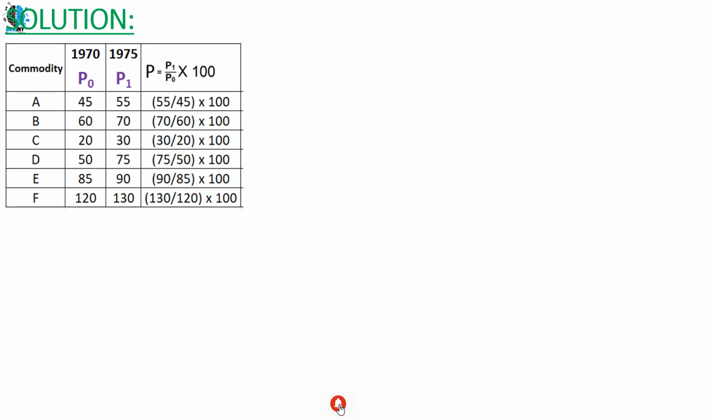The formula of our price relative is P = P1 by P0 into 100. Whereas this is our P0 and P1. The P1 values of 1975 are 55, 70, 30, 75, 90 and 130. The P0 values of 1970 are 45, 60, 20, 50, 85, and the last is 120. Now we have to divide these two values.